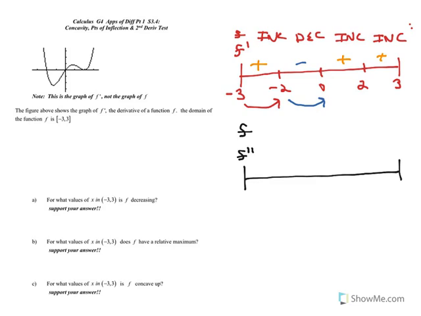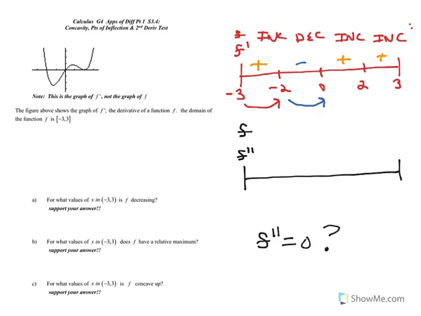We're looking at a picture of f single prime, and f single prime will tell you about the slopes on f. F double prime will tell you about the slopes on f single prime. So f single prime is telling you about the slopes on f. F double prime is going to tell you about the slopes on f single prime. So where is f double prime going to be 0?